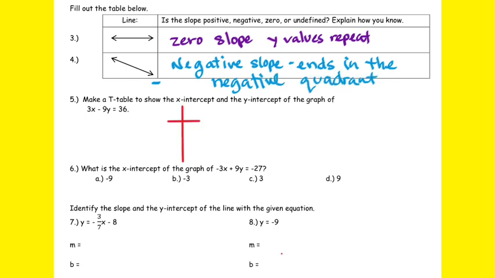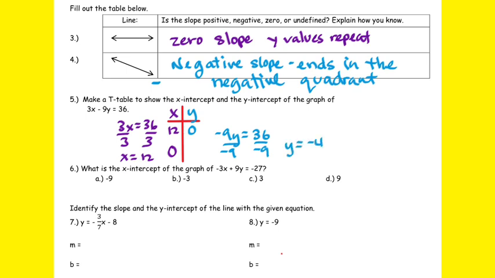On 5, we have to solve for our x and y intercepts. Because if I want the x-intercept, the y value is 0. And if I want the y-intercept, the x value is 0. So I can substitute 0 in for y to solve for x, and I can solve for y, putting in 0 for x. And these are our x and y intercepts.